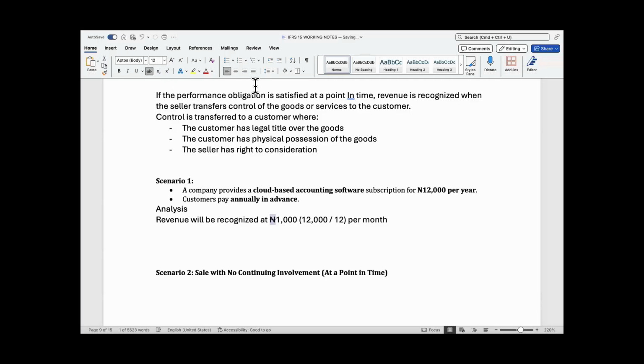But if I may ask you, since the customer pays in advance, and we are recognizing only 1,000 naira every month. So in the first month, if we recognize 1,000 naira, where will we recognize the other 11,000? Contract liability. Thank you very much. Fantastic. Contract liabilities. That's absolutely correct. At least you remember that. Okay.